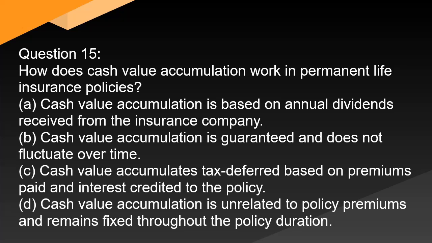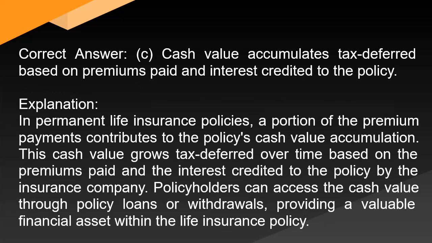Correct answer. C. Cash value accumulates tax deferred based on premiums paid and interest credited to the policy. Explanation. In permanent life insurance policies, a portion of the premium payments contributes to the policy's cash value accumulation. This cash value grows tax deferred over time based on the premiums paid and the interest credited to the policy by the insurance company. Policyholders can access the cash value through policy loans or withdrawals, providing a valuable financial asset within the life insurance policy.